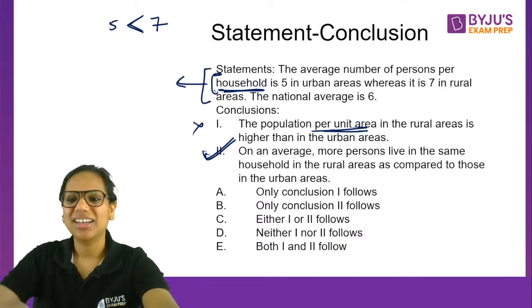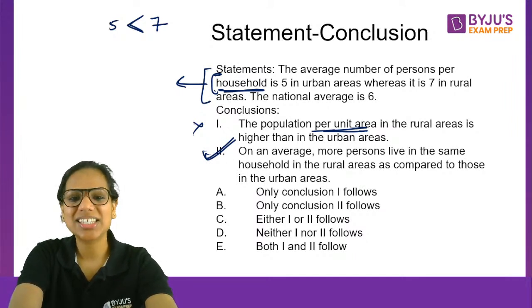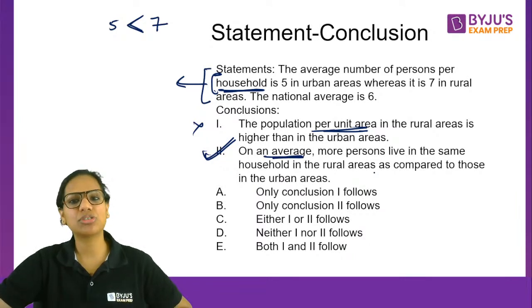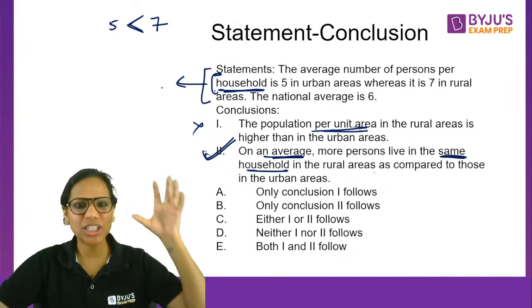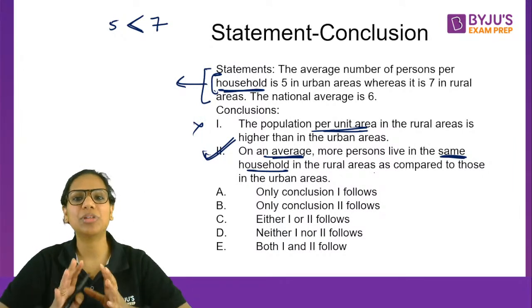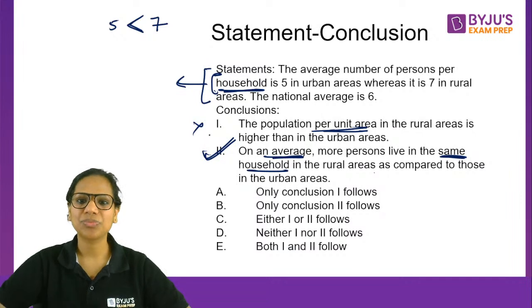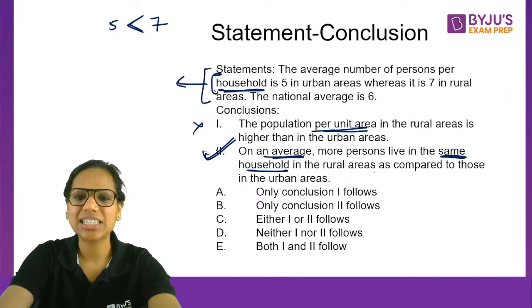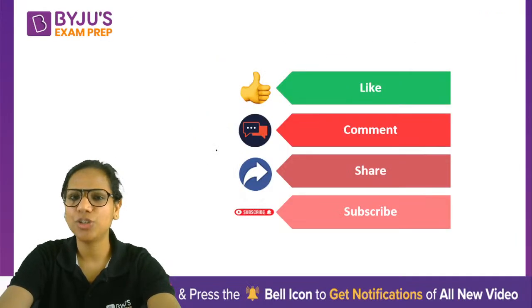Okay, all right. So the answer is B. Second one follows because on an average, this is true that more persons live in the same household in the rural areas. By same household, I don't mean that they're living in the same house. Same household is, we are basically talking about the size of a family or the people living in a house, right? So that's why the second one follows. Hope this makes sense. Any query, any confusion so far, you can ask me. If there's no confusion, in the meanwhile, you can go and like the session.